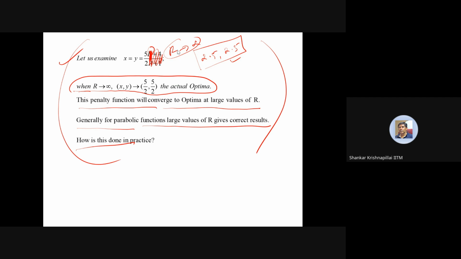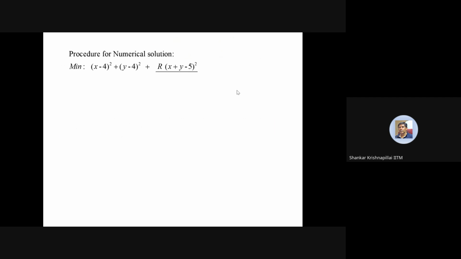But what is a large value of R? Is R 100 or 1000 or 10,000 or more? Depending on the nature of the problem, R will work at 100 or 1000 or 10,000. So that you have to do by trial and error. So in this class we look at an example.